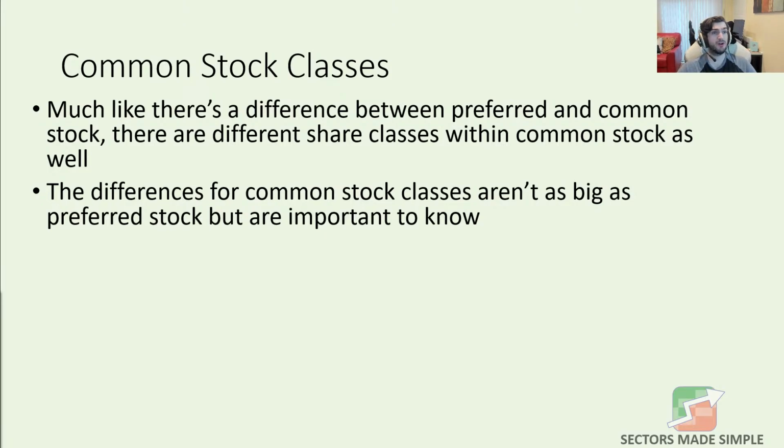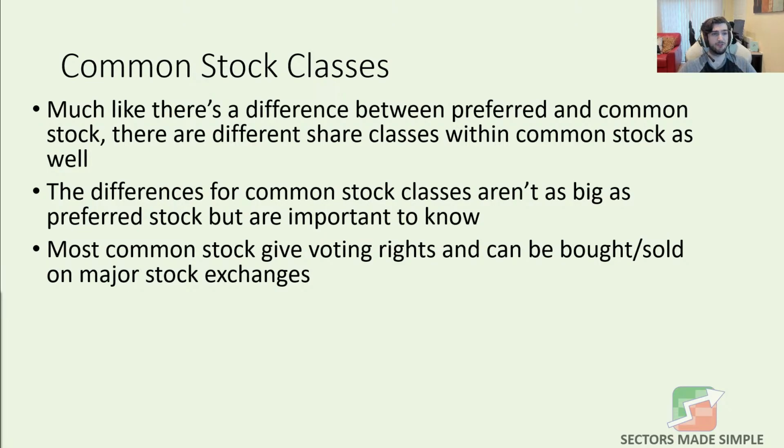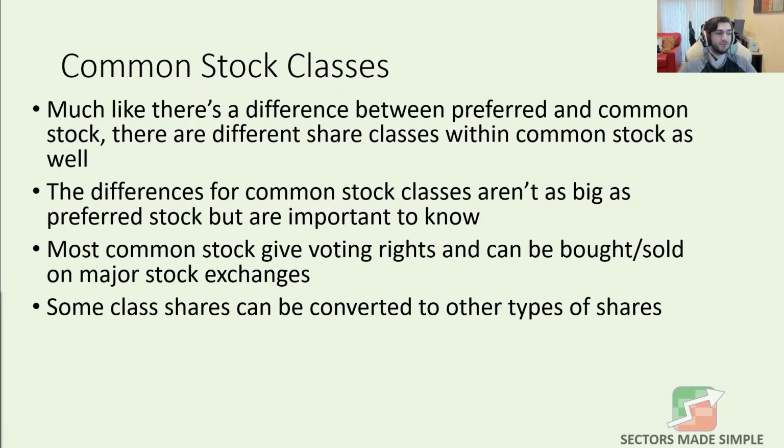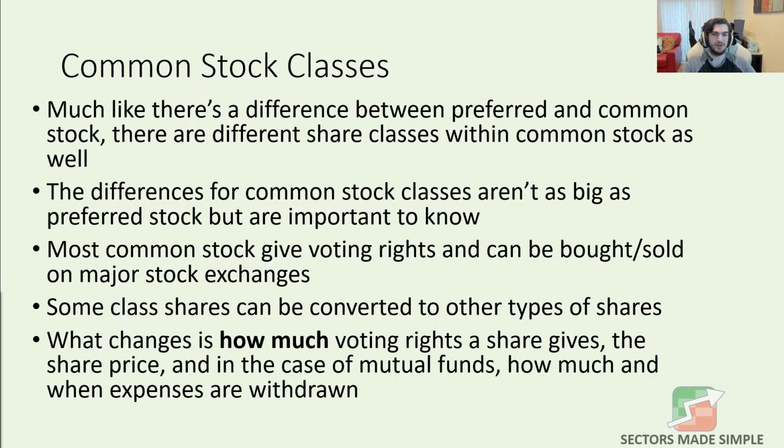The different types of common stock you need to know. Most common stock gives voting rights, as it should, and can be bought and sold on major stock exchanges like NASDAQ, Amex, or New York Stock Exchange. Also, some share classes can be converted, where you can turn Class A shares into 5 Class B shares, and so on and so forth. Now, what changes isn't common versus preferred, but instead the share price and what those shares for the different prices give you.